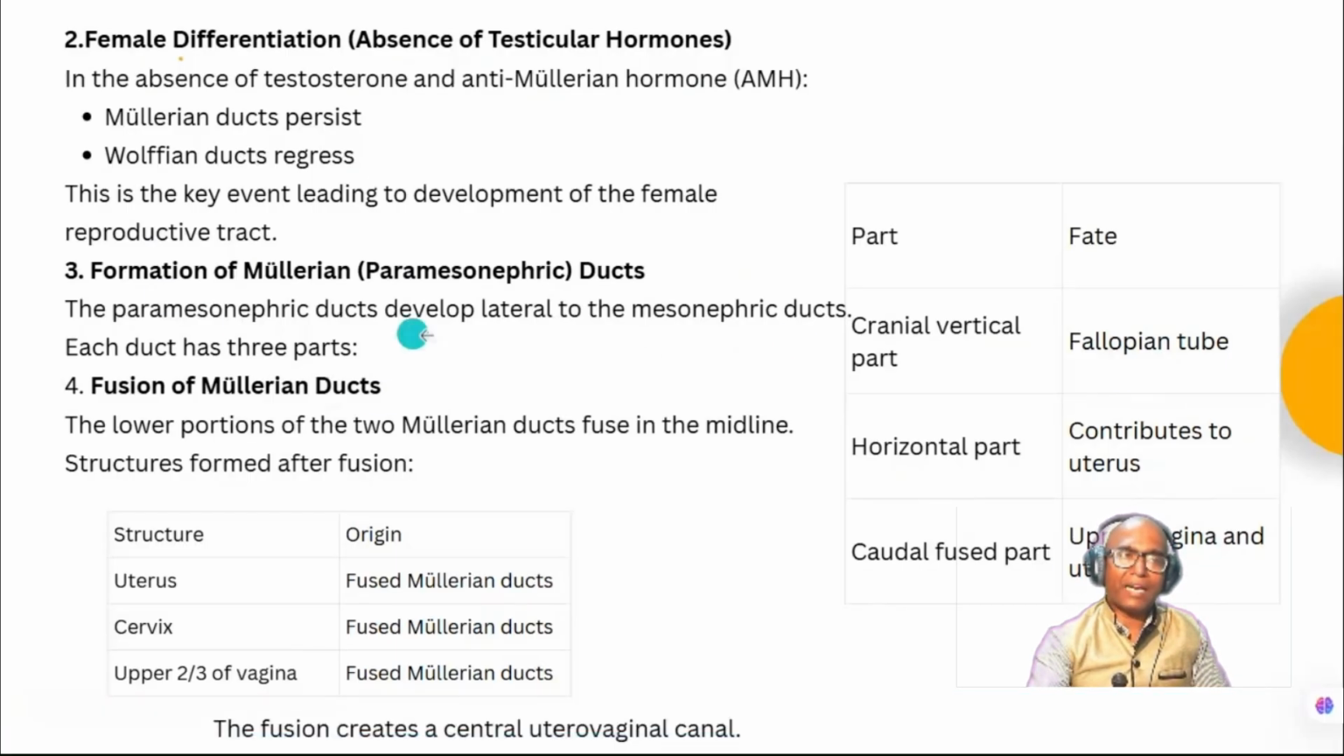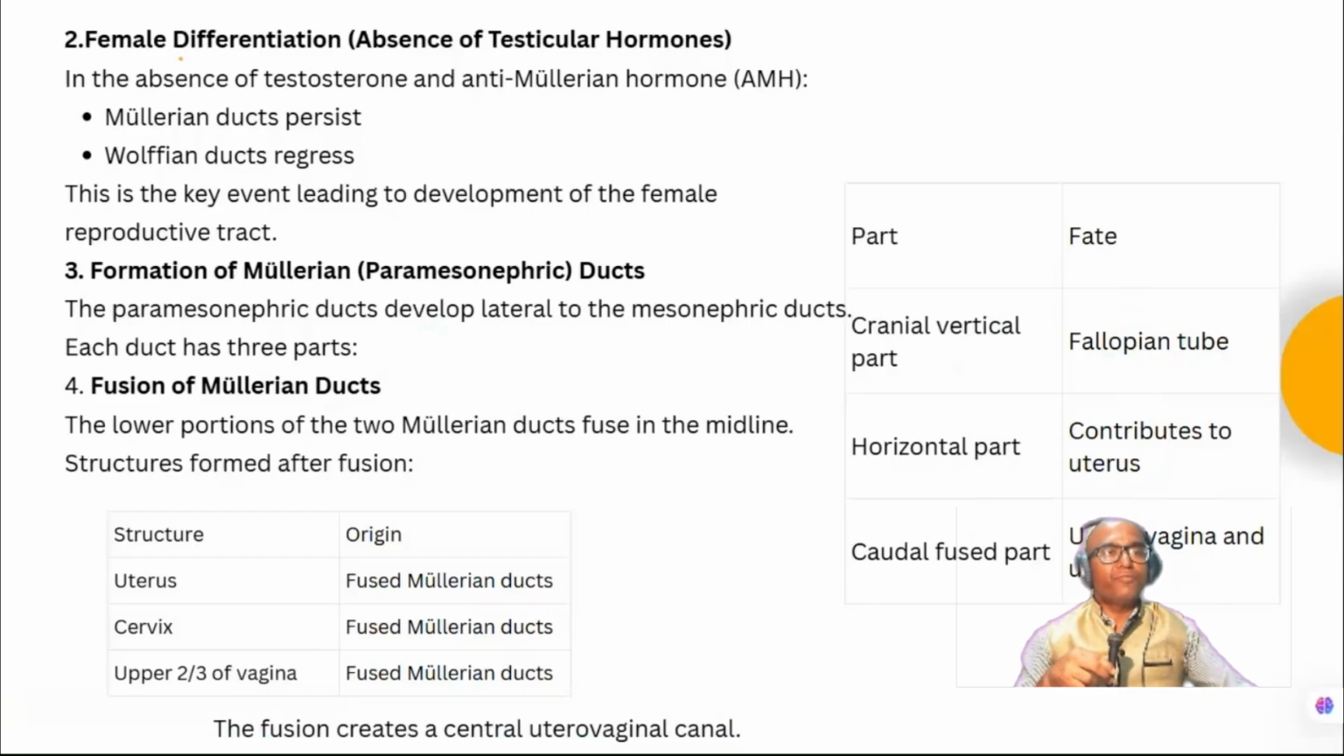So this paramesonephric duct, which lies lateral to the mesonephric duct, will have 3 parts. The cranial part, which is vertical, will form the fallopian tube. Then it has got a horizontal part which will contribute to the uterus, and the caudal fused part will form the upper part of the vagina and the uterus.